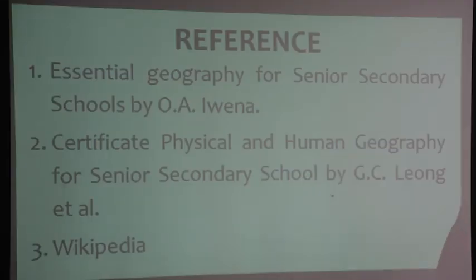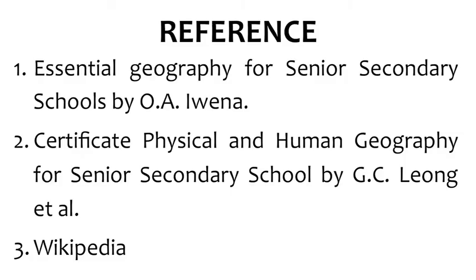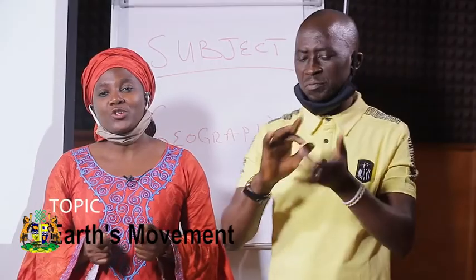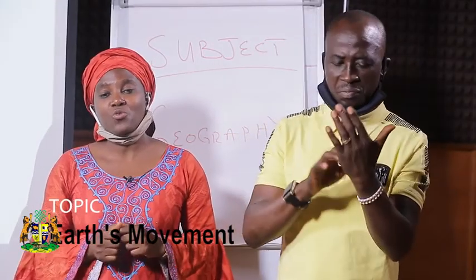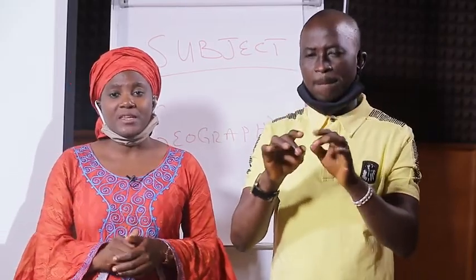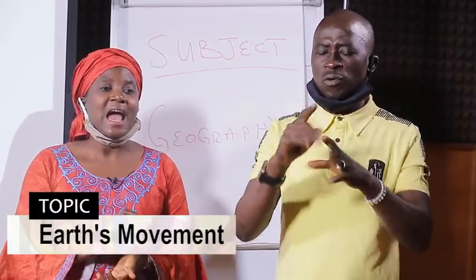I take the references again. Number 1, Essential Geography for Senior Secondary Schools by O.A. Iwena. Number 2, Certified Physical and Human Geography for Senior Secondary School by G.C. Leong et al., commonly called Goche Leong. And number 3, Wikipedia. Just go to your Google page on your phone and type in the questions you want. It will lead you to Wikipedia and you get the appropriate answer.